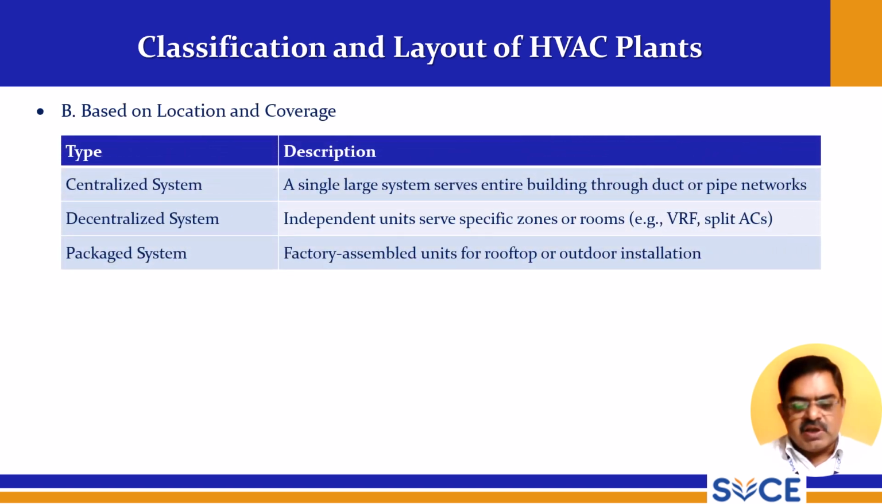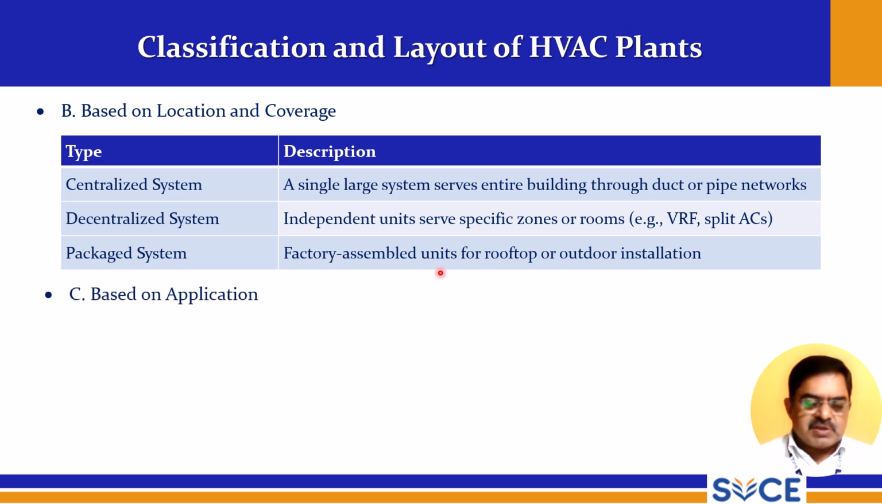So next one is based on location and coverage. First one is centralized system. A single large system serves the entire building through duct or pipe networks. And decentralized systems are independent units serving specific zones or rooms. It is normally split ACs and simple single unit systems in a room, and packaged systems, which are factory assembled units for rooftop or outdoor installation.